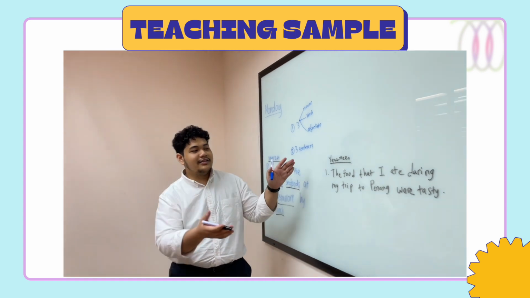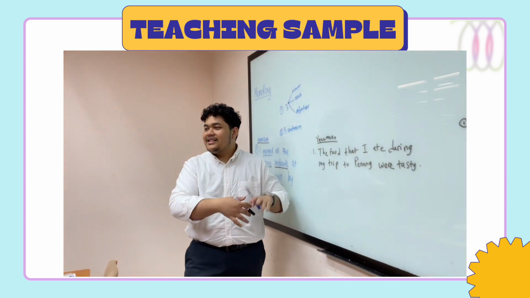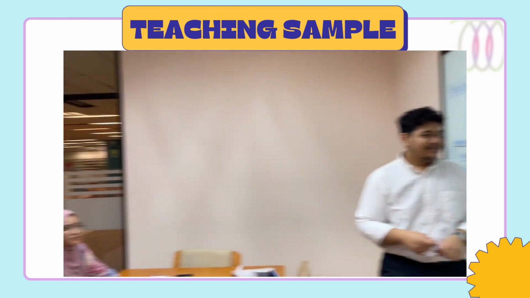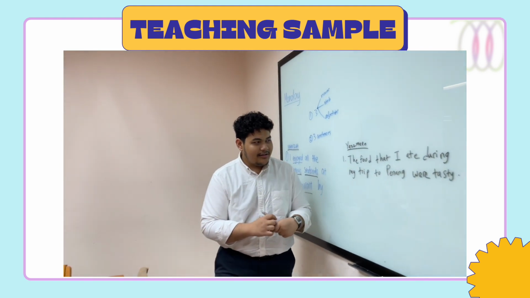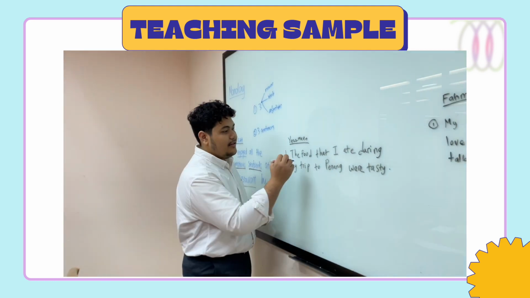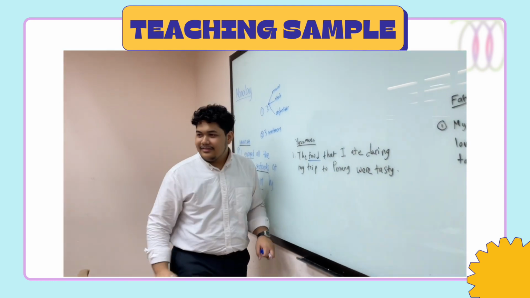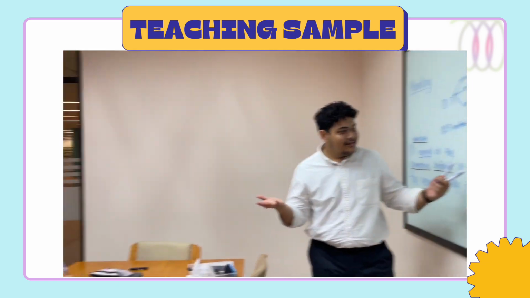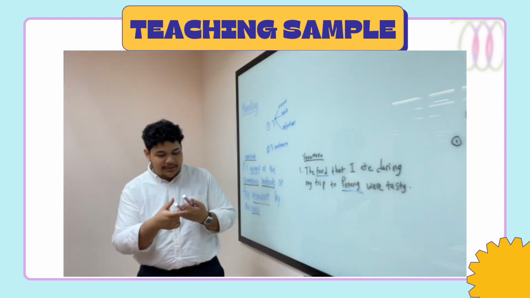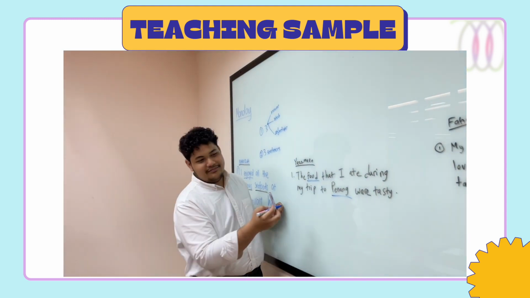Now let's move on to Yasmin. Read out your sentence, please. The food that I ate during my trip to Penang were tasty. Alright, so Namira, do you find any nouns here? Food. Okay. Penang. Penang is a common noun. True. Are there any other nouns? What about trip? Trip is a noun.